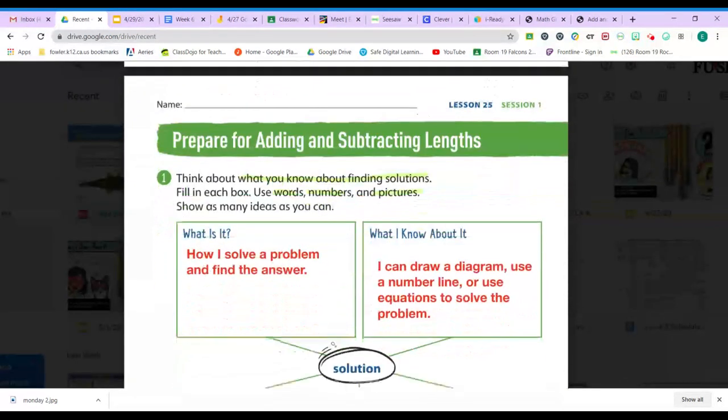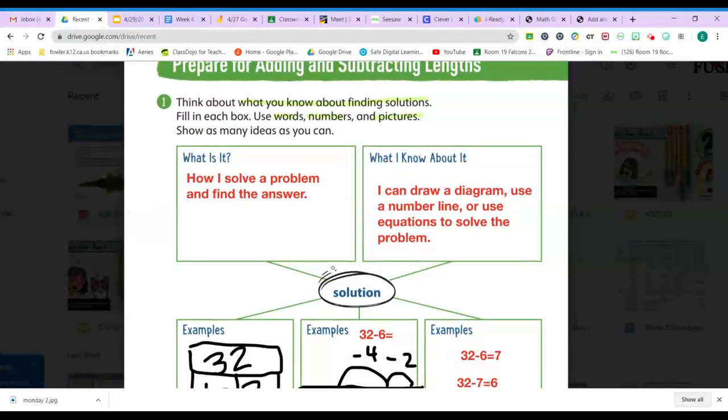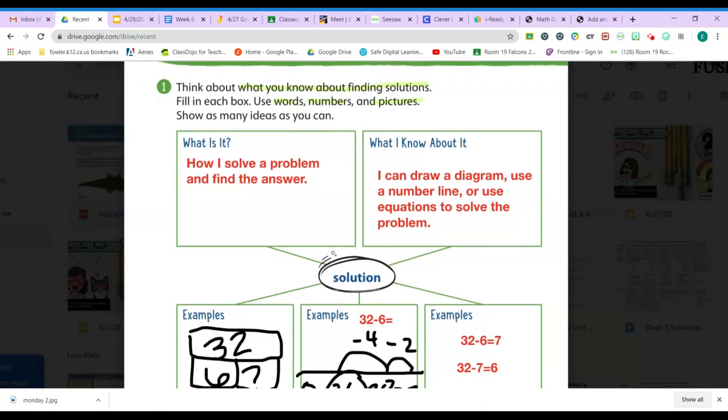And our last page, I love these because we get to kind of explain and explore our new lesson. So let's go to what is it? It says think about what you know about finding solutions. Fill in each box. Use words, numbers, and pictures. Show as many ideas as you can. What is it? I put how I solve a problem to find the answer. What's a solution? How you find an answer, right? How do you solve a problem?